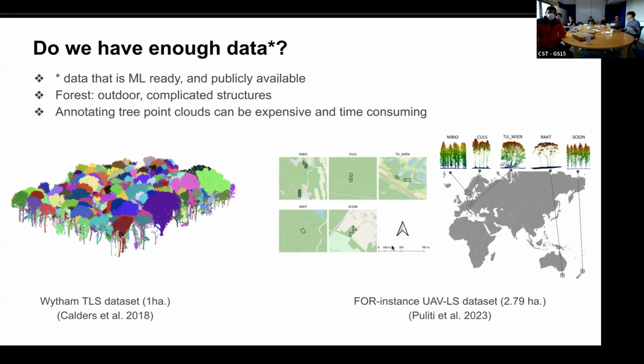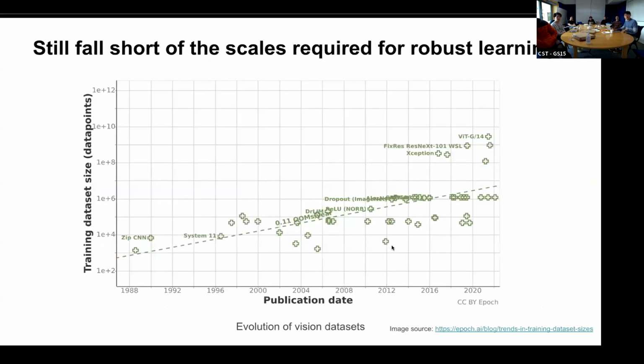So here are some prominent examples of publicly available machine learning ready 3D data sets for forest remote sensing. On the left is Western Woods terrestrial LiDAR scanning. It covers about 800 trees and about 1 hectare, and it has instance labels. On the right is the 4-instance data set, a UAV laser scanning data set. It's a broad collaboration from different teams over the globe and covers a bunch of locations, but it only covers about 2.79 hectares. And annotating just this data set took about 6 months by a team of 2 skilled researchers. So you can imagine how time consuming it can be.